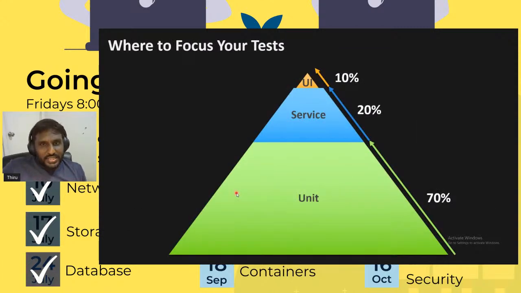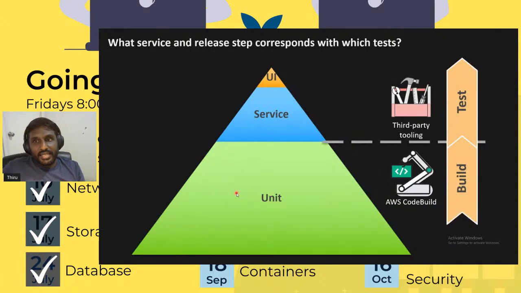Where do you focus your tests? We tend to split testing into unit testing, service testing, and UI testing. And the least is usually the UI testing, and the most is the unit testing. For unit testing, it's a lot easier because you can automate that process, which is what code build does. And for UI and service testing, we unfortunately have to include or use third-party utilities.